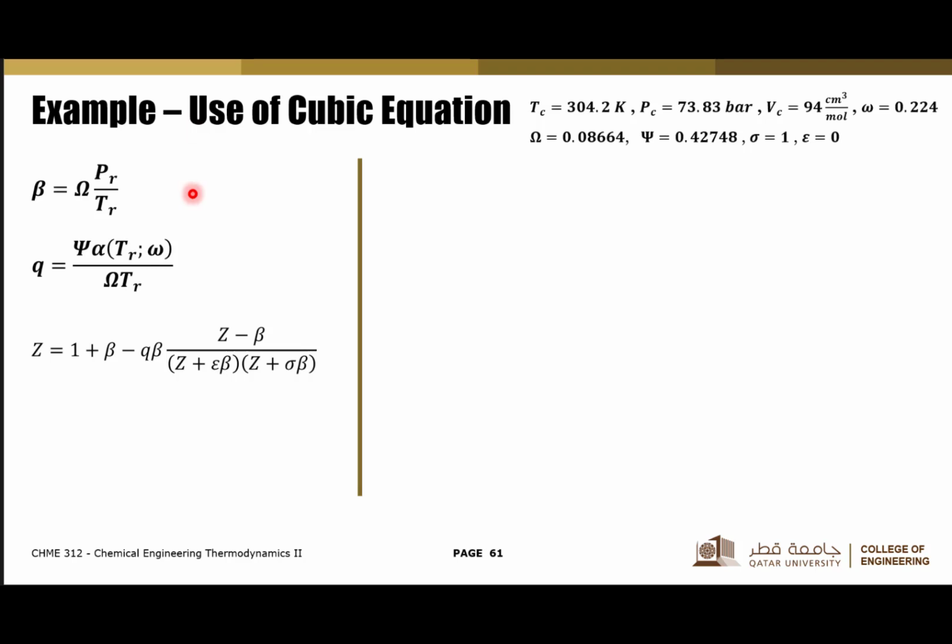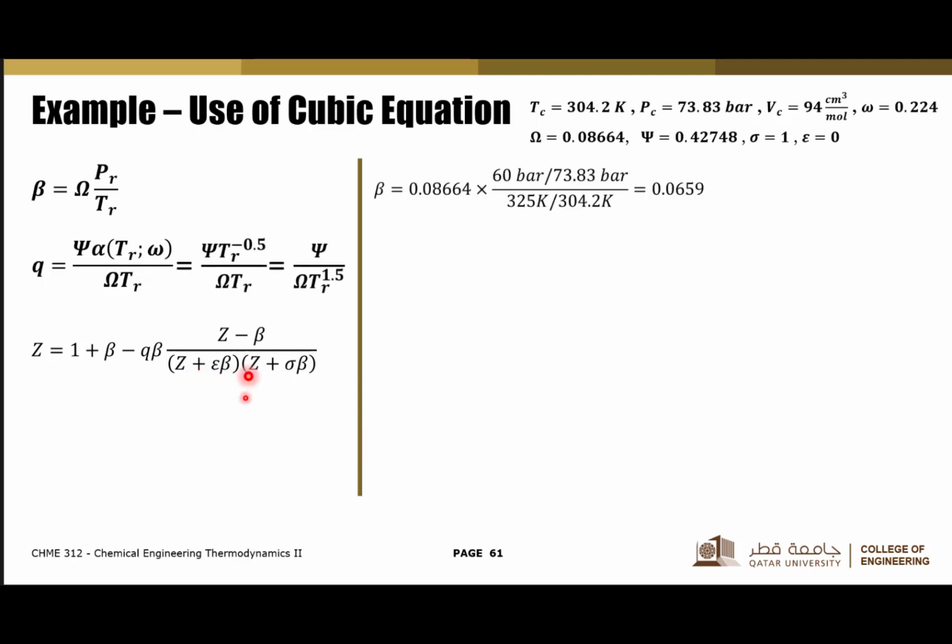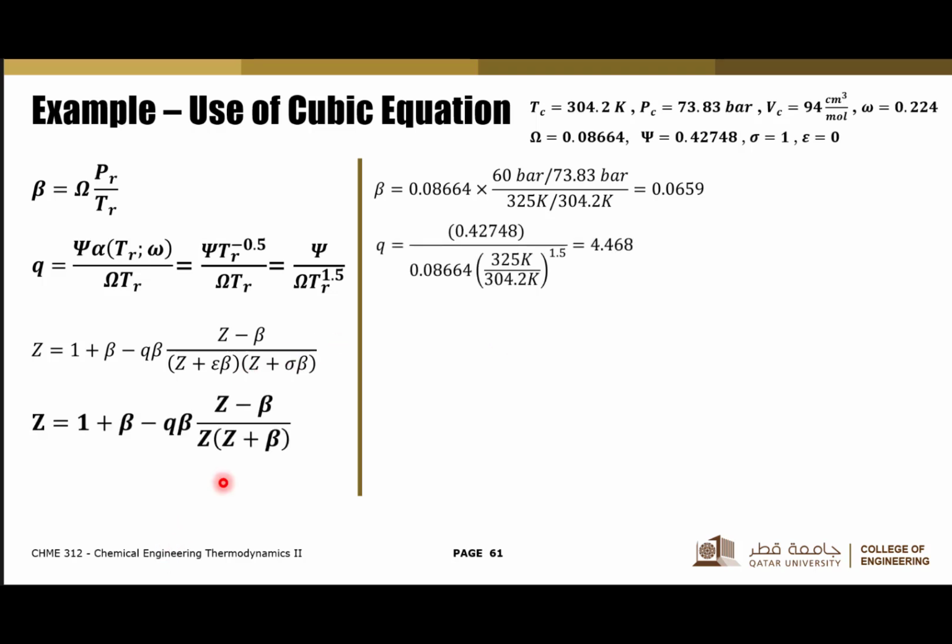All right, so now we go on. Beta equals omega PR over TR. Q equals that. And we have the TC value, PC value, VC, and acentric factor. We have sigma and epsilon. And we have this general equation, which is used for finding the Z factor for a gas. So here we see that sigma is 1, so this sigma is going to be a 1. So here we're going to have Z plus beta. This epsilon is a 0, so we're going to have Z plus 0. So, skipping some steps here, it will be Z multiplied by Z plus beta.